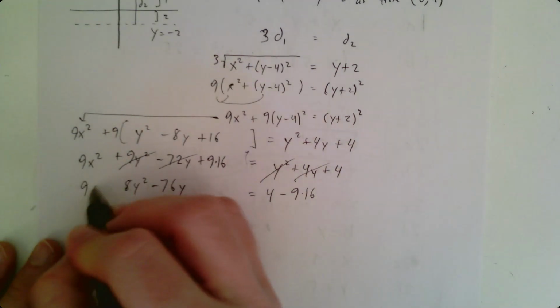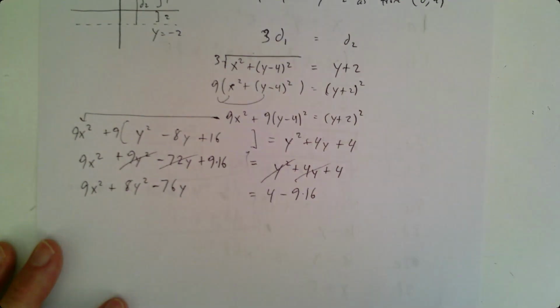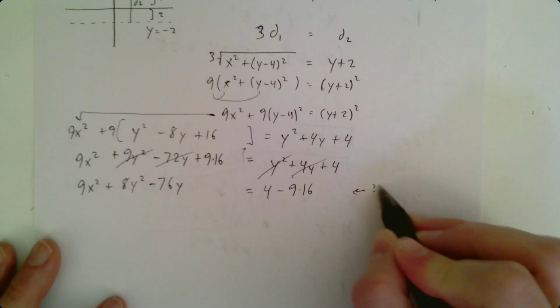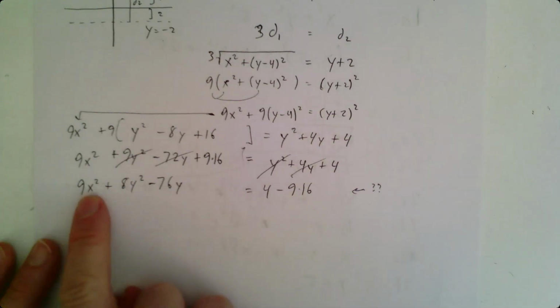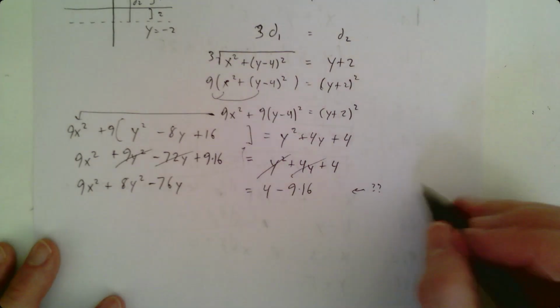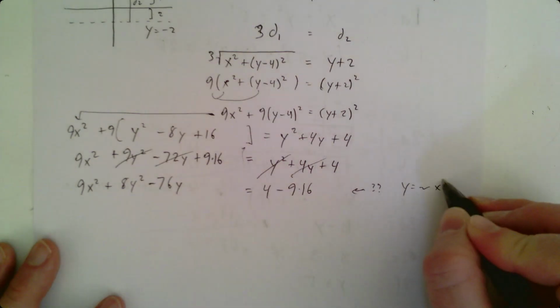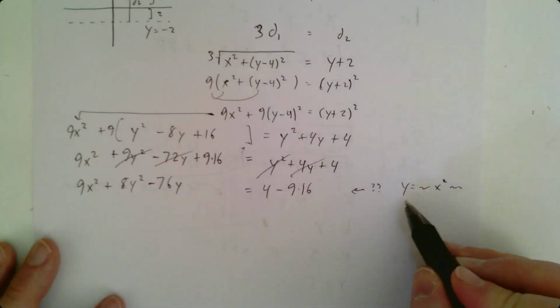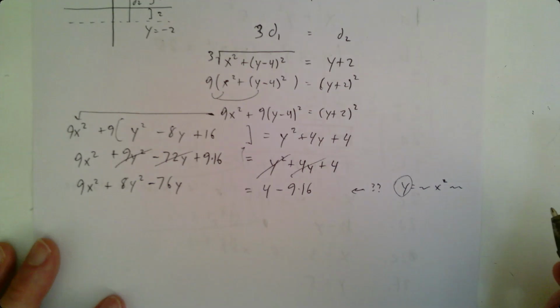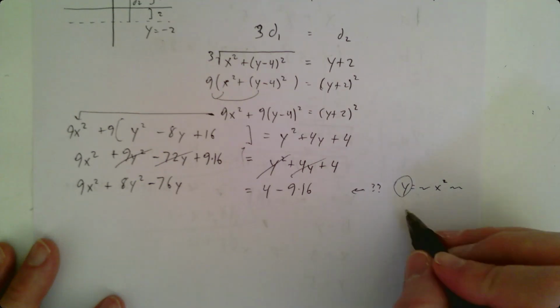And then I've still got the 9x squared. All right, so it's worth pausing and asking, what shape is this? I see I've got x squareds and y squareds. So what that tells me is it's not going to be a parabola, because for a parabola you just have 1 power of y, or 1 power of x. It might be a circle, as far as we know.